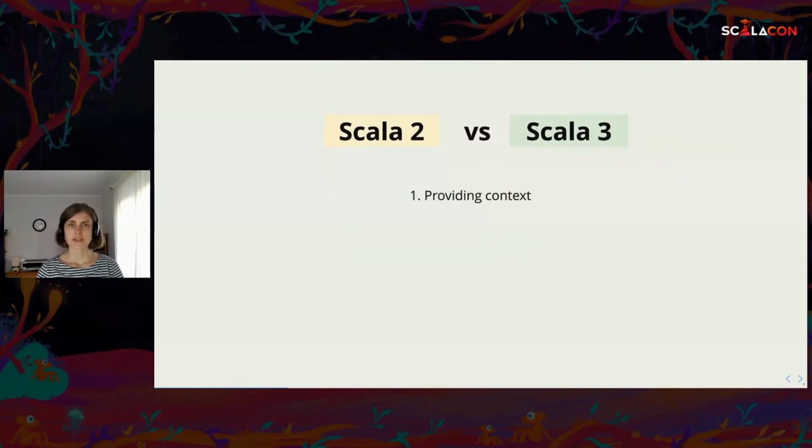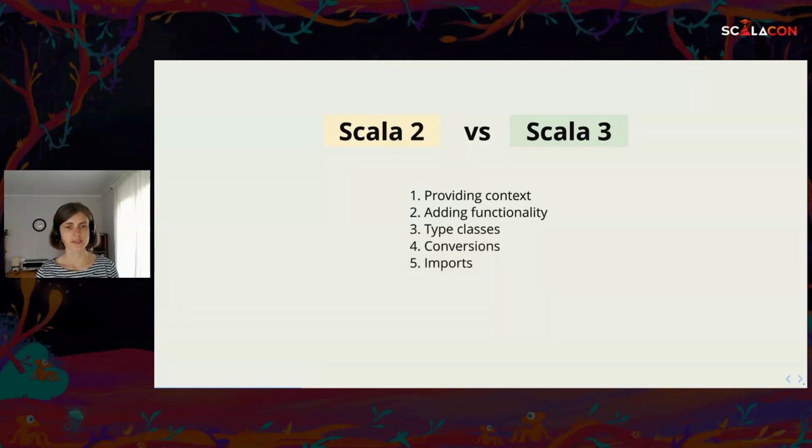The 7 use cases that I have provided are: providing context, so the most general idea, adding functionality to your code, defining type classes, implicit conversions, and then I will say a bit about implicit imports, about unused names, and about compiler errors. This list here is not a full, complete list of the differences, but these are the use cases which I consider the most practical or the most widely used that you might encounter and need implicits for.